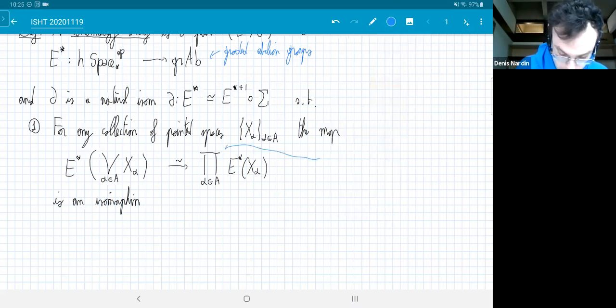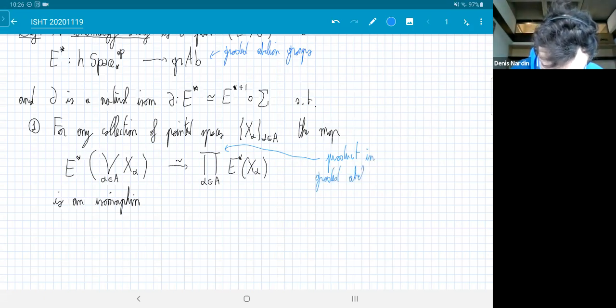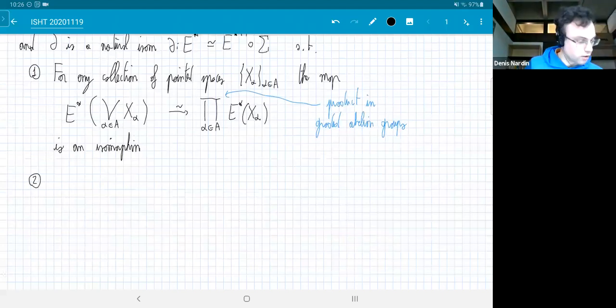So if you see a graded abelian group as the sum of its homogeneous parts, this is not literally the product of those. When A is infinite, you get a different thing. So if you prefer, you can put this condition by replacing star with N for every integer N. Okay, that's one condition. That's not particularly interesting.